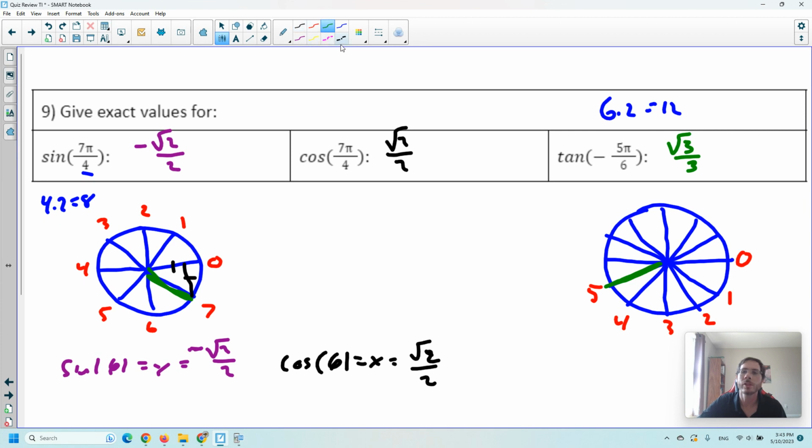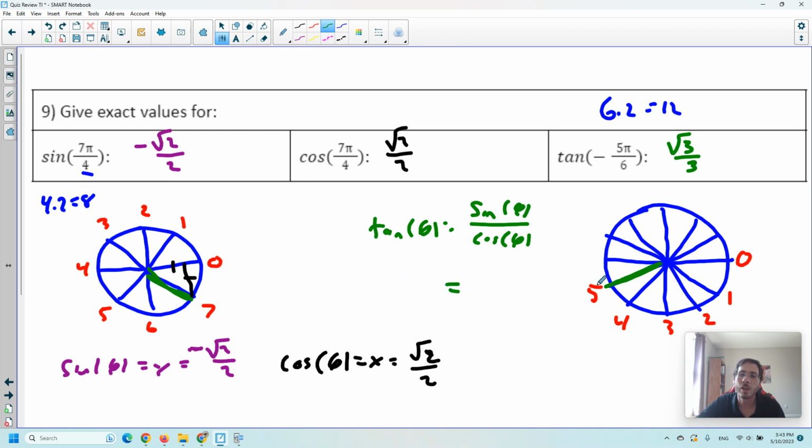If we didn't know that one for tangent, you may want to do some extra work. You might want to remember that tangent of theta is sine of theta over cosine of theta. That way you don't have to memorize square root of 3 over 3. You only have to memorize the sines and the cosines. Those are really the only ones you have to memorize.